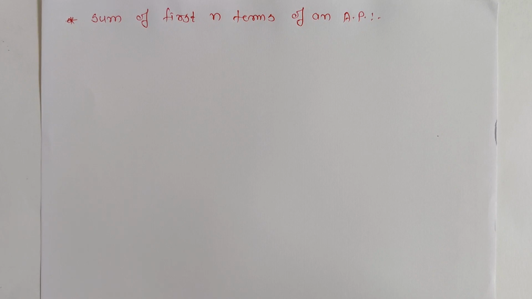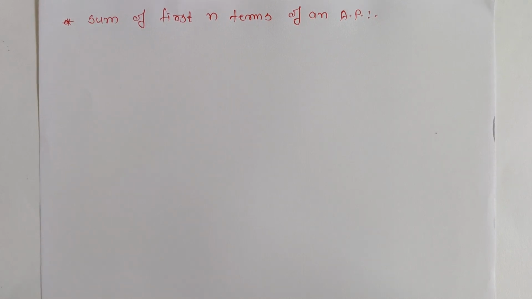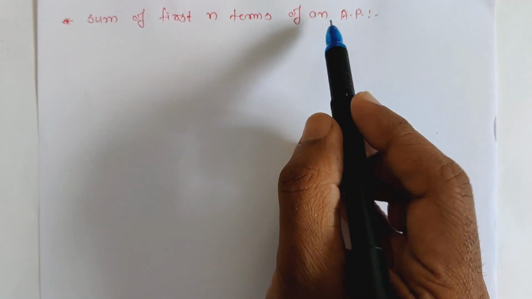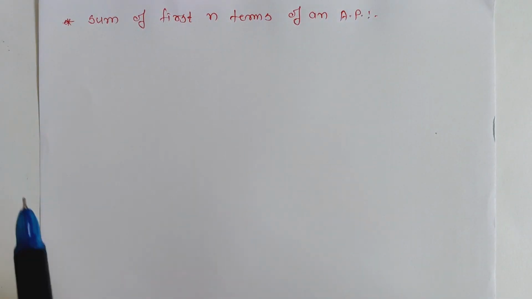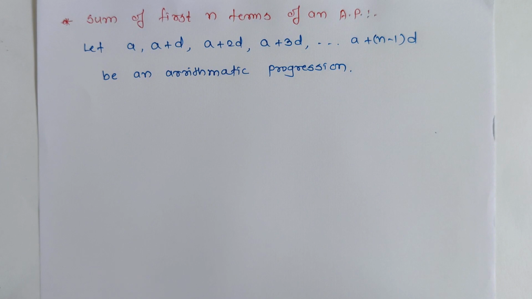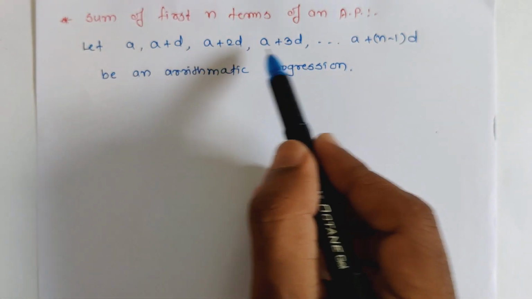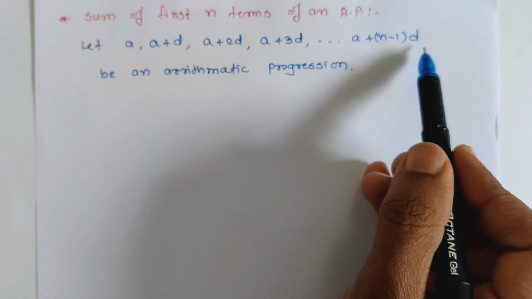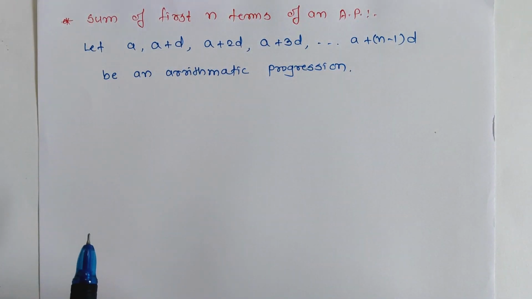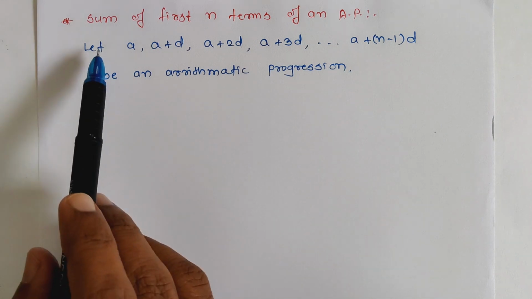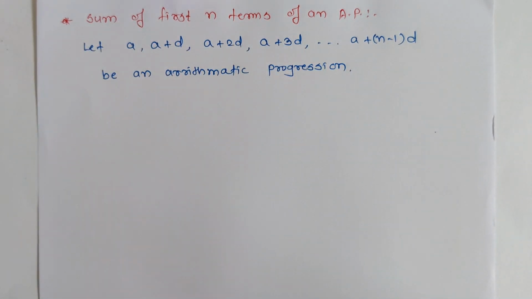The next point is the sum of the first n terms of an arithmetic progression. Before this we have studied how to find the nth term of a given AP. Now our point is to find the sum of the first n terms of an arithmetic progression. So let us consider one arithmetic progression. Let a, a plus d, a plus 2d, a plus 3d, up to a plus n minus 1 into d be an arithmetic progression. Now if we have to find the sum of all these terms, we have to find one formula, and for that we denote the sum of all of these terms by the letter Sn.